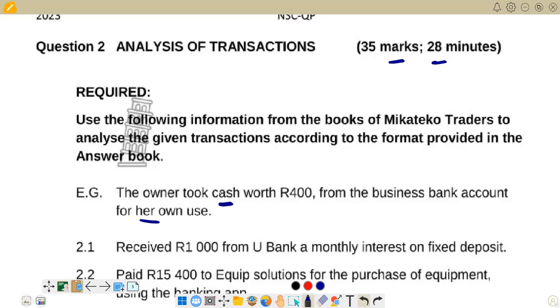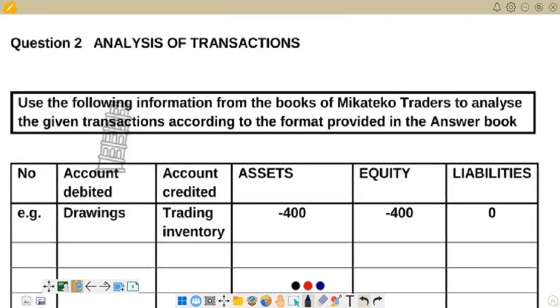So we can have the example that we are given there. We have drawings here, and then here it's not trading inventory, it's cash. Our cash is being taken. So we credit cash and debit drawings. We also have to take note that the drawings account is only debited whenever we have drawings. Whenever one of the two accounts is drawings, we have to debit that account.